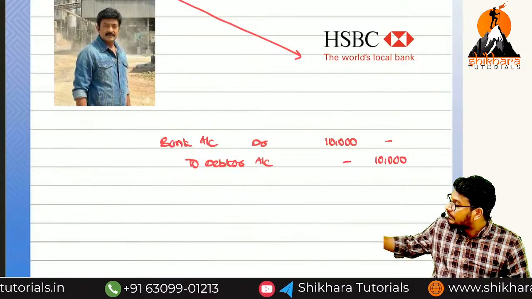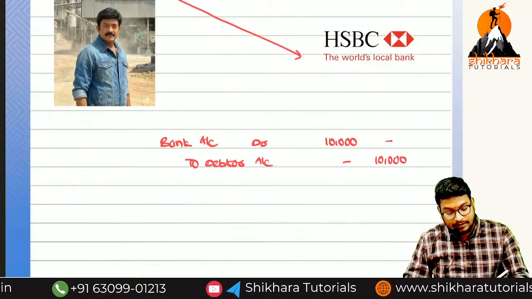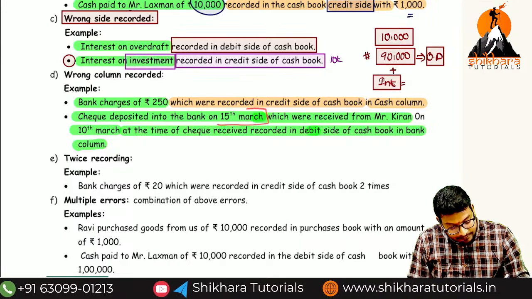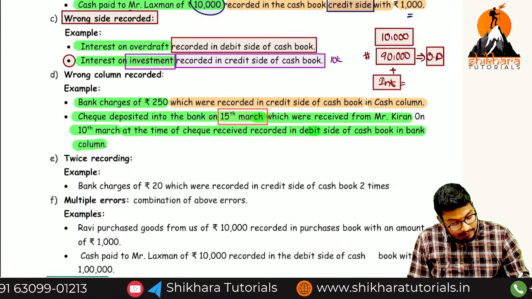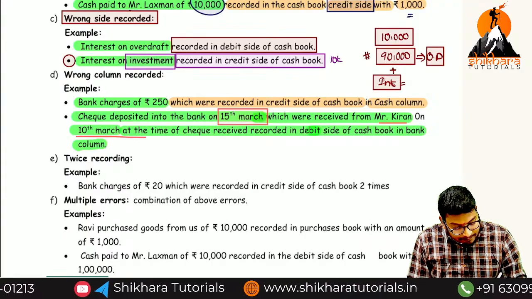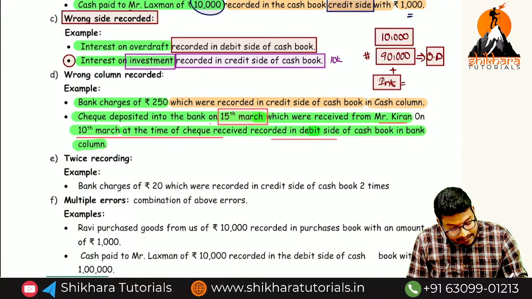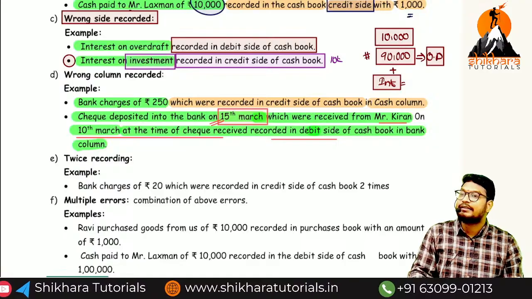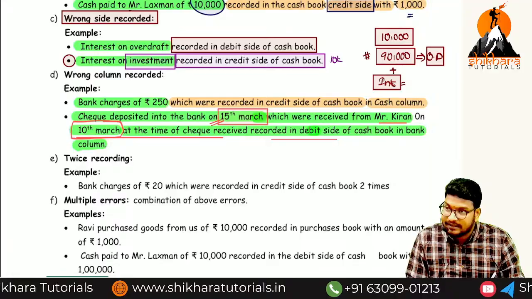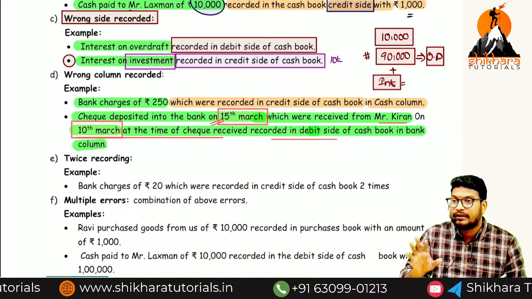Now, here on the same day both the transactions are happening, on the same date. Open our example. On which date was the check received? 15th March. Okay? We received it from Mr. Kiran on 10th March, and at the time of check receipt it was recorded on the debit side. Sir, on which date are we depositing? 15th March we are depositing. On which date did we receive the check? 10th March we received the check. Now both things are happening on different dates.